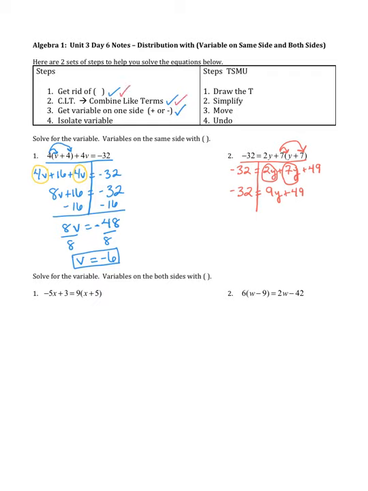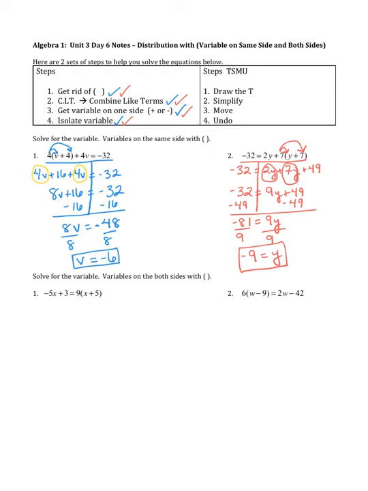We combine like terms. Do we need to move the variable? We don't, but we'll check off the step anyway. Now we're going to isolate the variable. Subtract 49 from both sides, and you get negative 81 equals 9y. I'm going to check off that step. I have to go back and check off the first step because I forgot to do that. Divide both sides by 9 because that's what's in front of the y, and negative 9 equals y. So we're going through the steps.